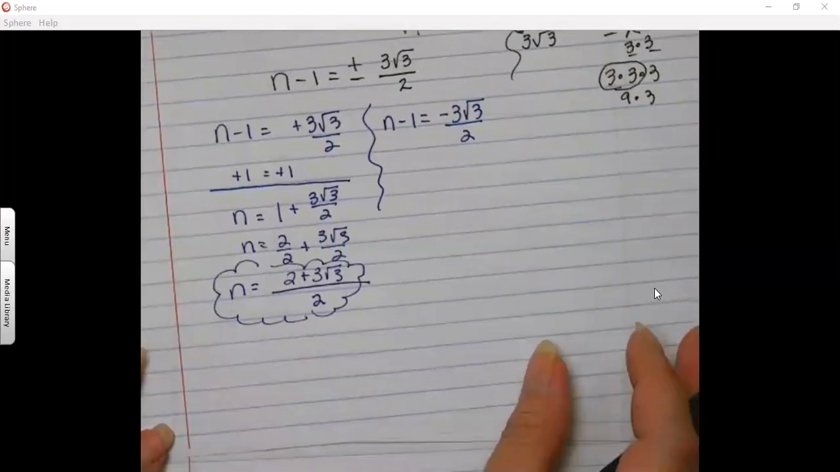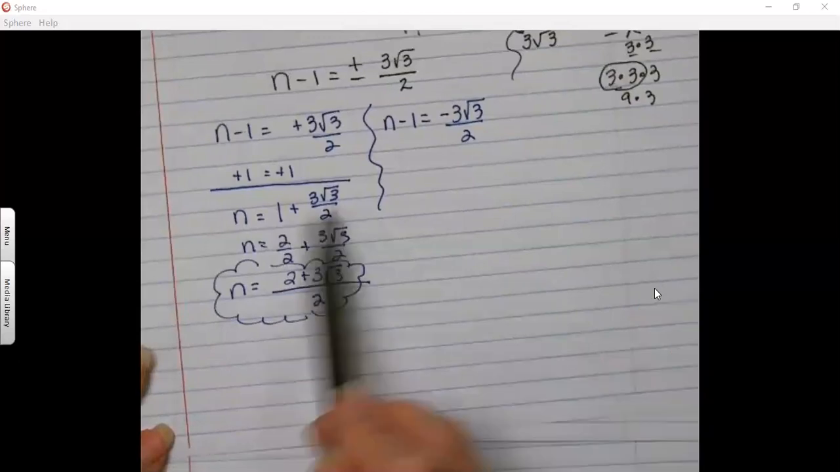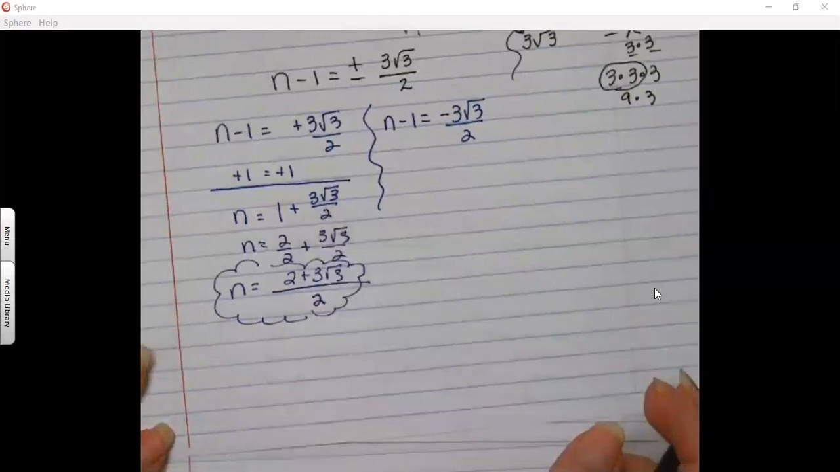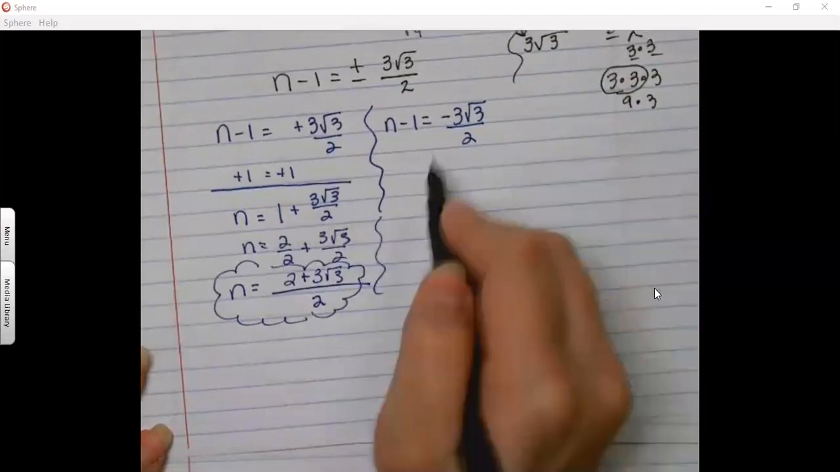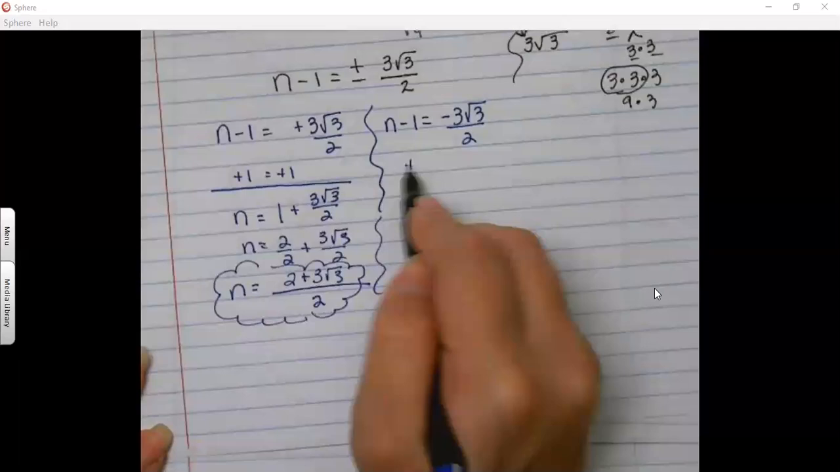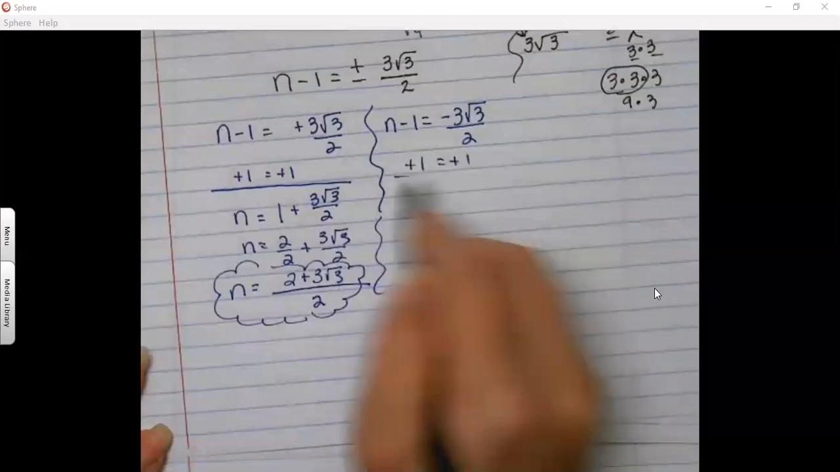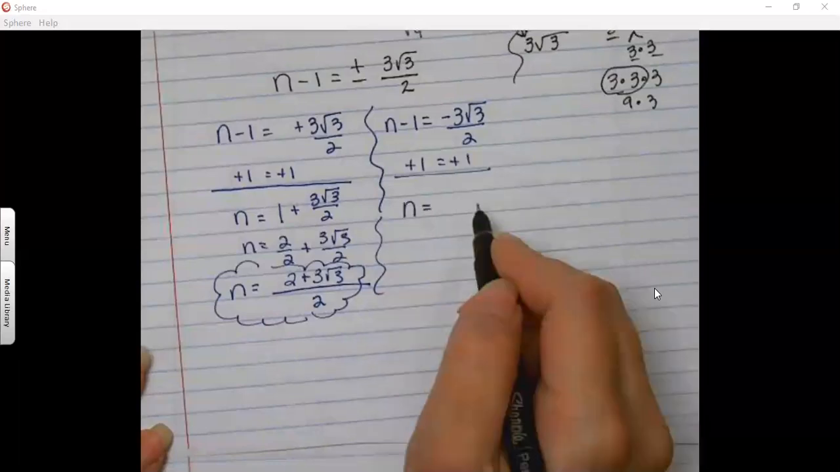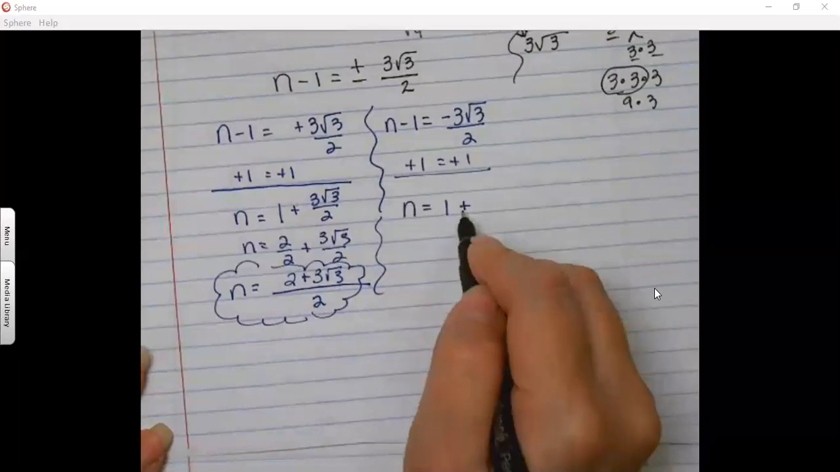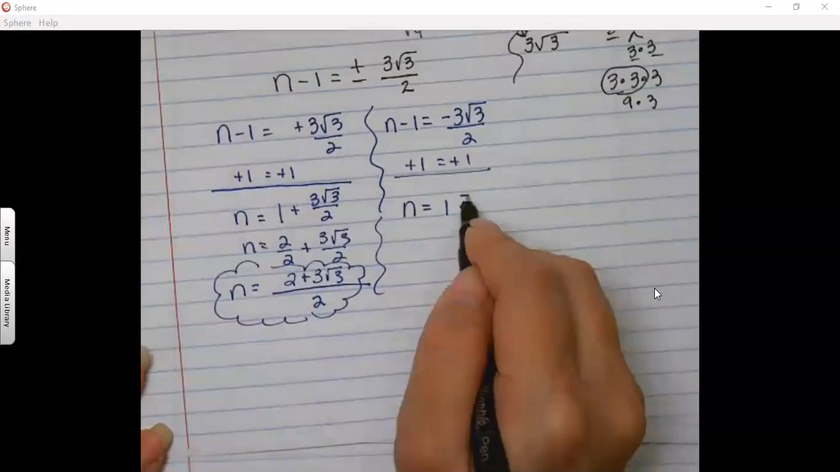So if that was the case, I would take it like 1 plus 3 square root of 3 over 2. That would be fine. I'd give you credit either way. My other equation, I'll add 1 to both sides. So you get n equals 1 plus, oops, not plus, 1 minus 3 times the square root of 3 divided by 2.